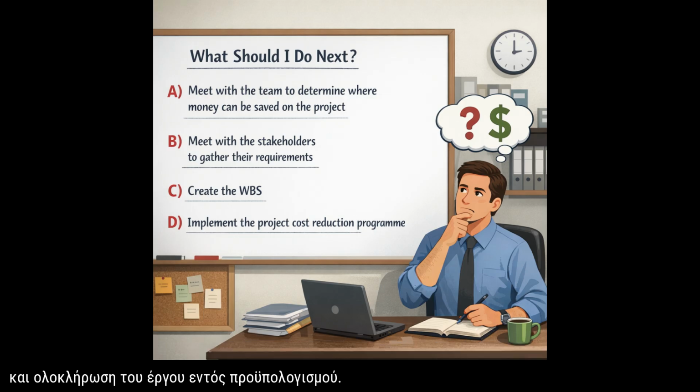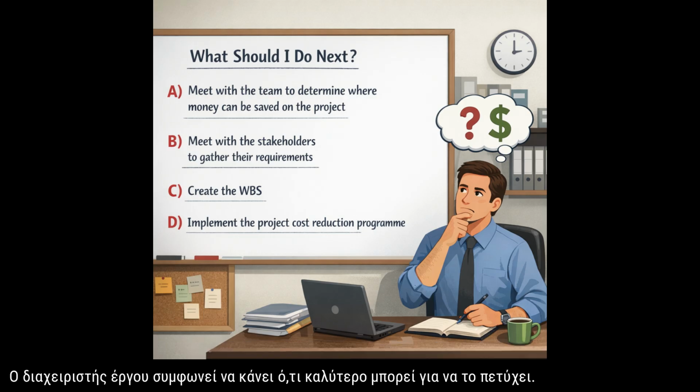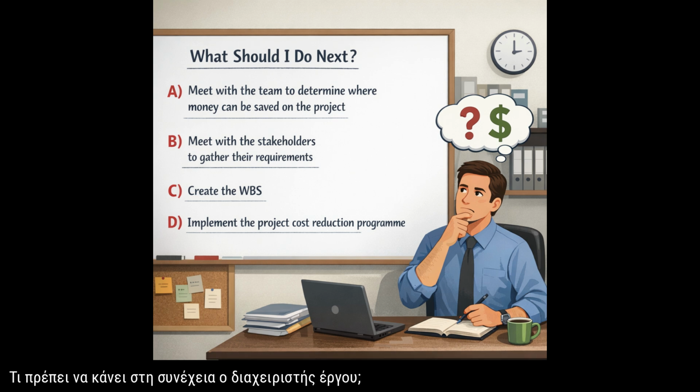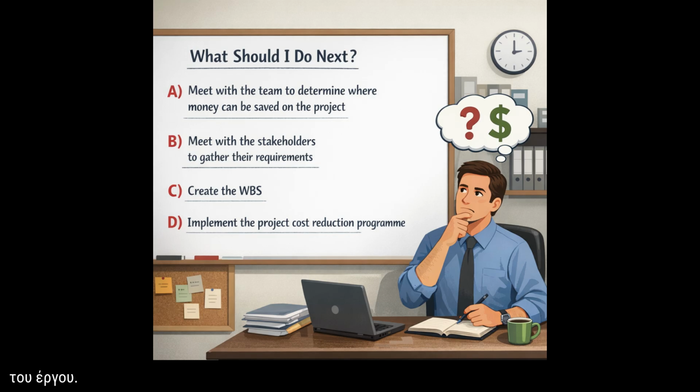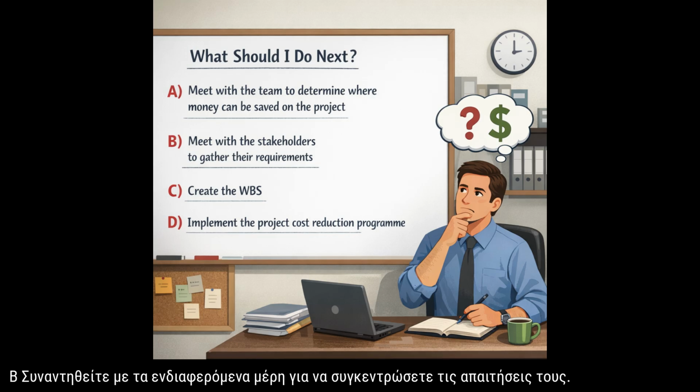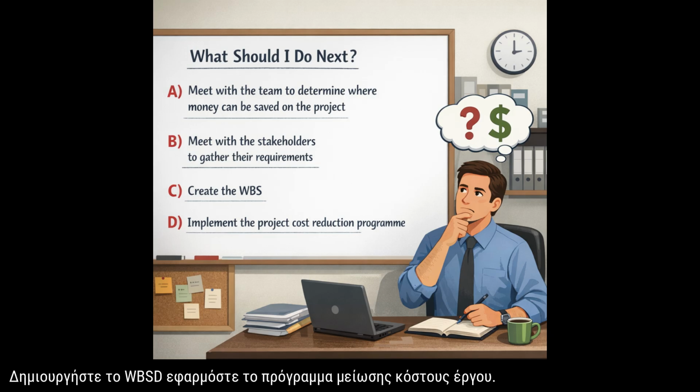The project sponsor has signed off on the project charter and informed the project manager to focus on keeping costs down and completing the project under budget. The project manager agrees to do their best to achieve this. What should the project manager do next? A. Meet with the team to determine where money can be saved on the project. B. Meet with the stakeholders to gather their requirements. C. Create the WBS. D. Implement the project cost reduction program.